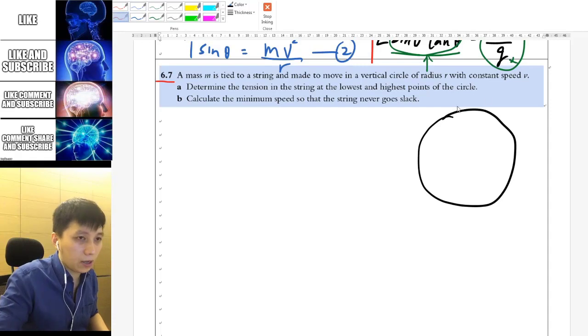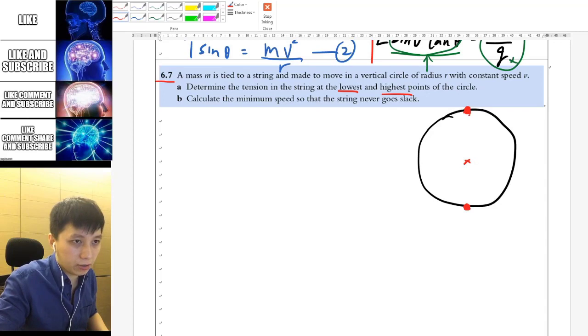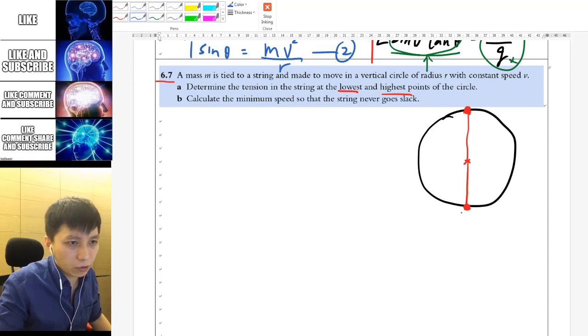the first thing that you want to do is to draw a diagram, as always. The question asks you about the lowest and highest point, so let's label it. Draw the object maybe, and there is a string that's connected to it. Next, very likely you need to draw the free body diagram at two positions.